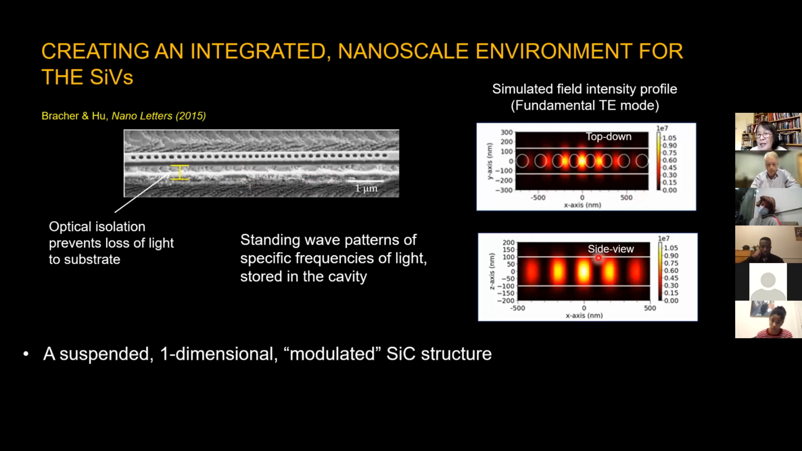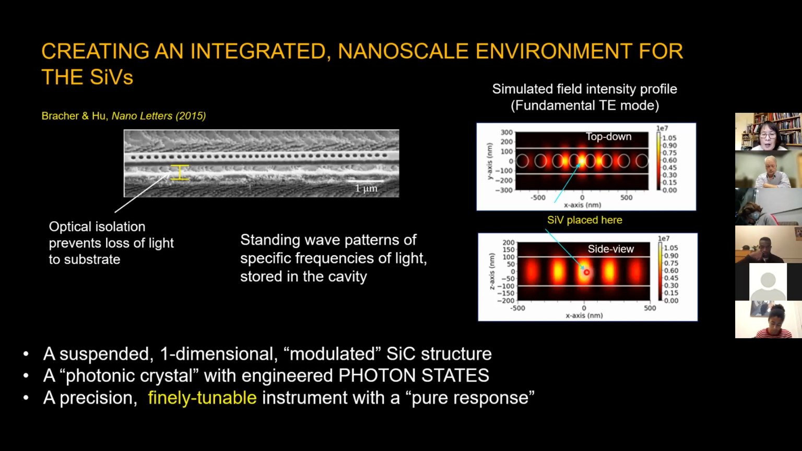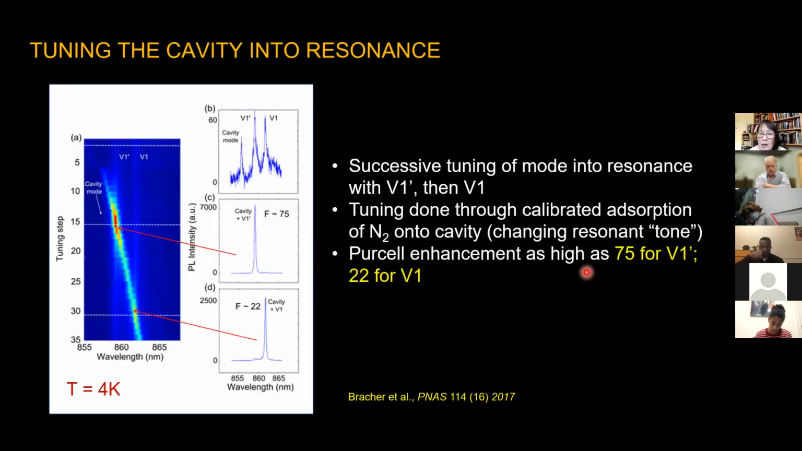That's represented by these simulations, top down and side view, which say that this cavity is designed to create a standing wave pattern where we get areas of really high electromagnetic field exactly at the resonant frequency of our emitter and confined to very small volumes, roughly 100 nanometers cubed. And this is the side view. So imagine putting the silicon vacancies or emitters right there at the sweet spot. So this is a finely tunable instrument with a pure response.